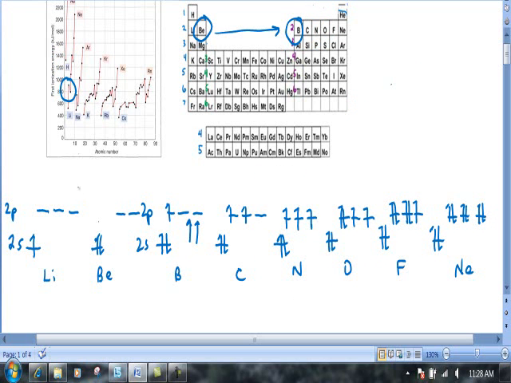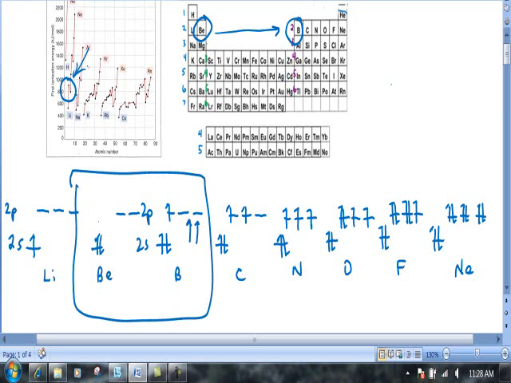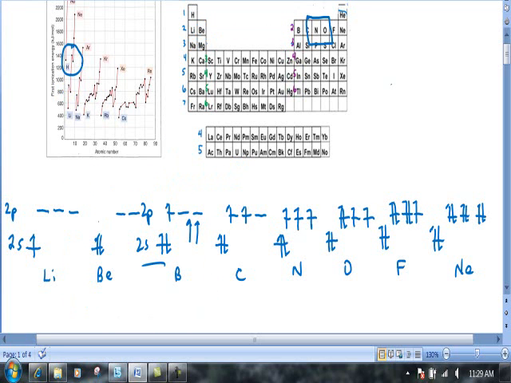Let's do a quick recap. Moving from beryllium to boron, we experience the first kink in our pattern, and that occurs because in boron, the first electron we see in the 2p sublevel is at a higher energy than we see for the 2s. Because it's at a higher energy, it requires less energy to extract and pull that electron away from the nucleus. Therefore, we see a drop in the ionization energy.